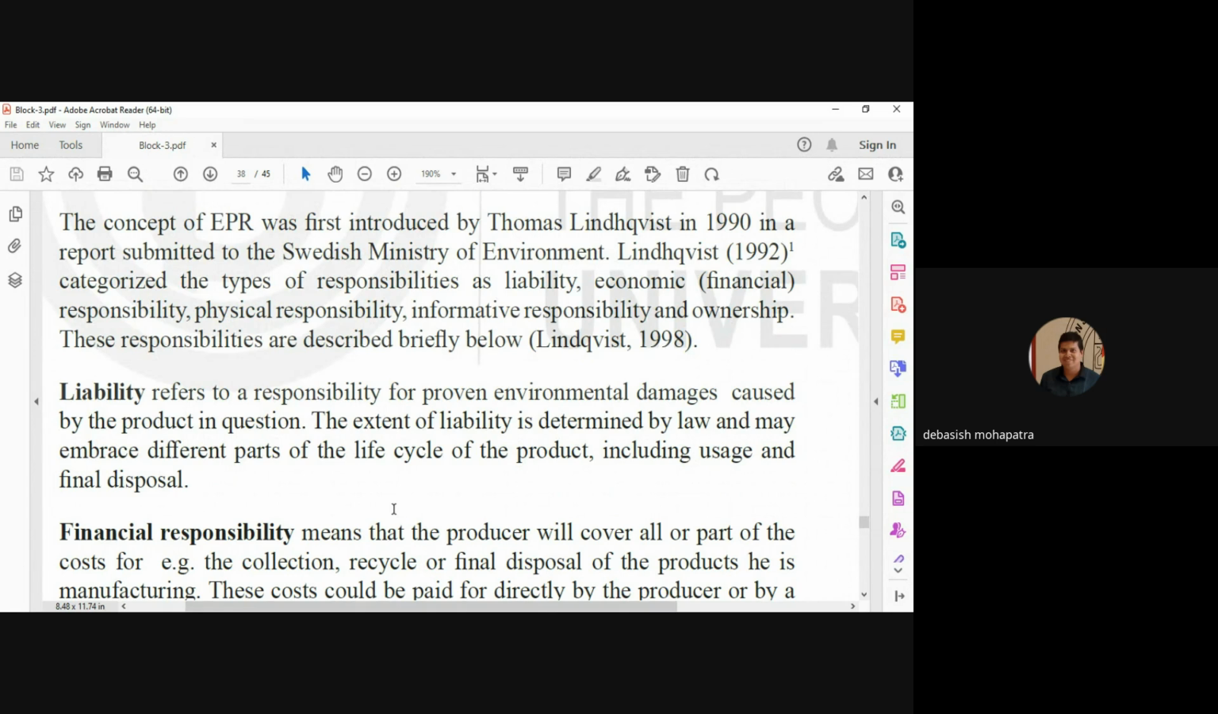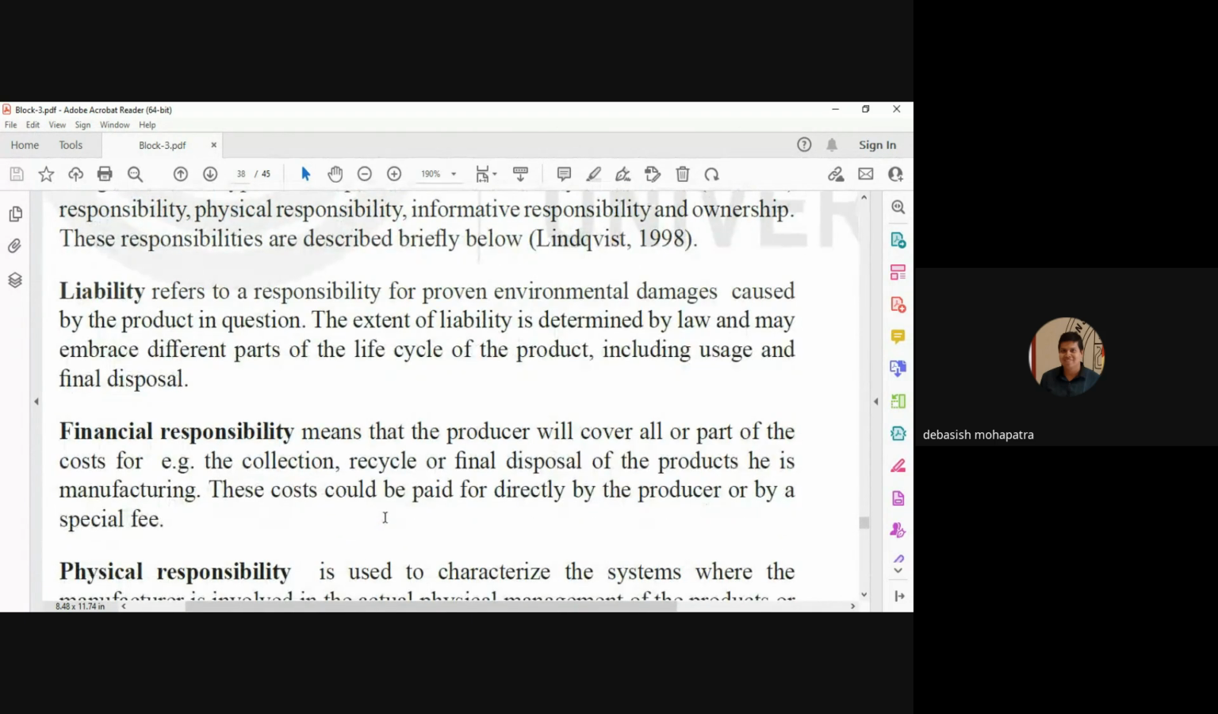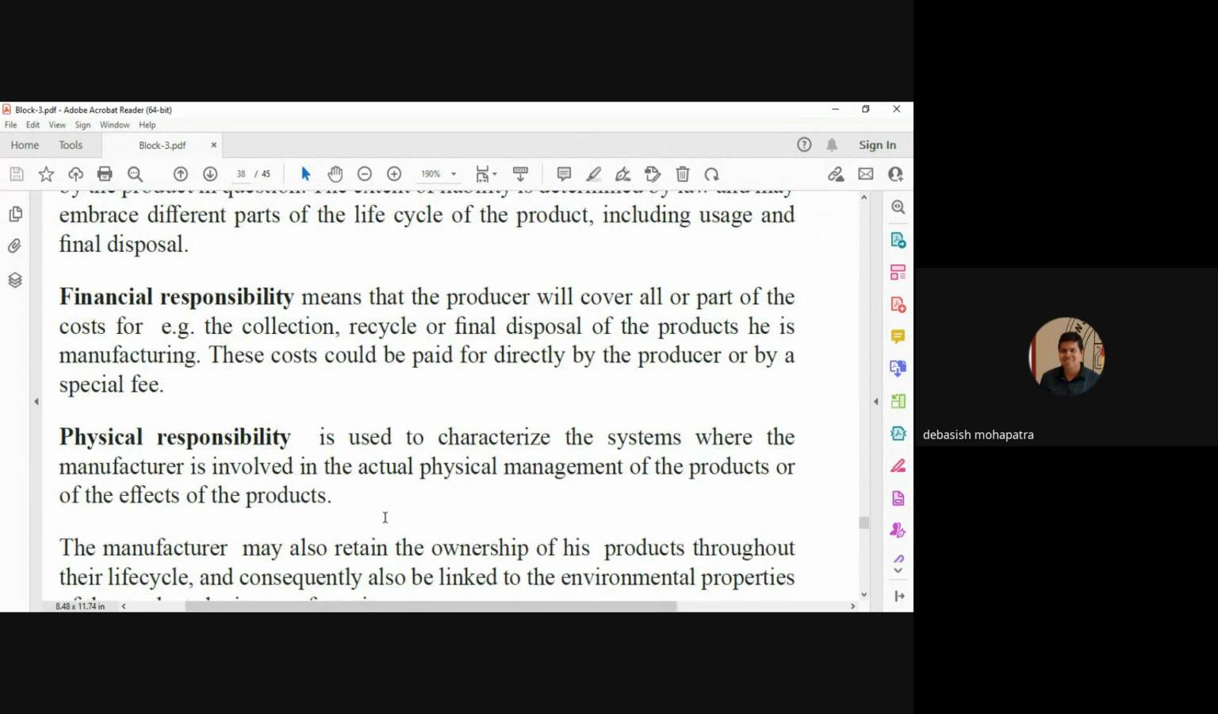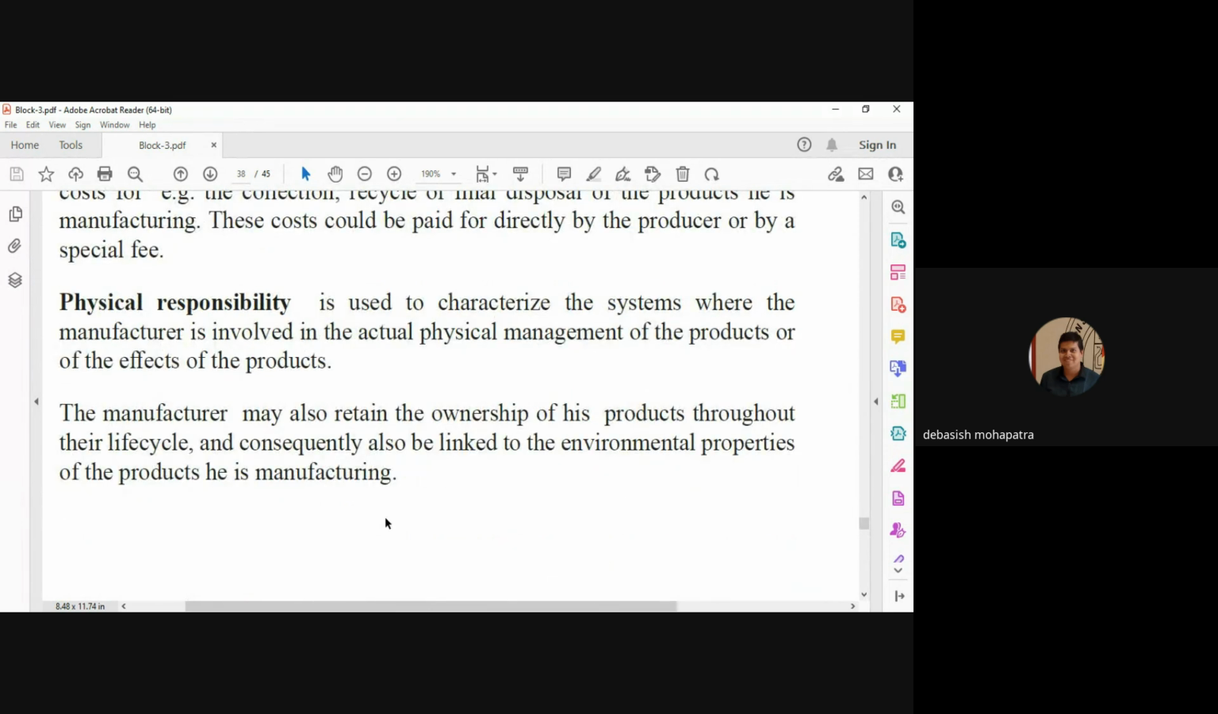Liability refers to the responsibility for proven environmental damage caused by the product in question. The extent of liability is determined by the law and may embrace different parts of the life cycle of the product, including usage and final disposal. Financial responsibility means that a producer will cover all or part of the cost, for example, of the collection, recycling, or final disposal of the product it is manufacturing. Then physical responsibility, where the manufacturer is involved in the actual physical management of the product or of the effects of the product.